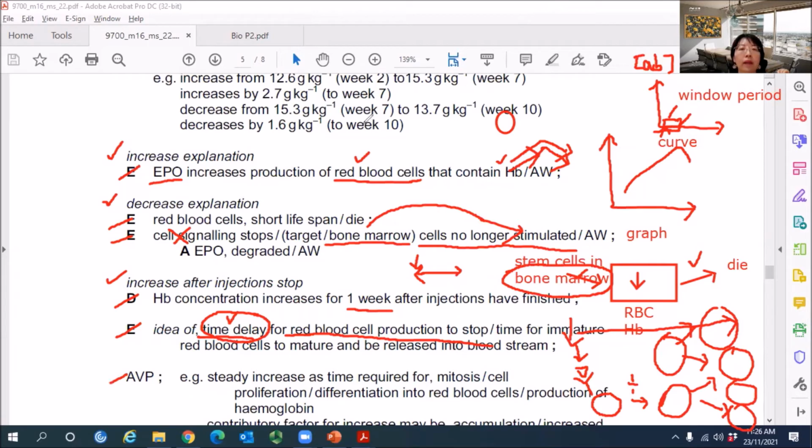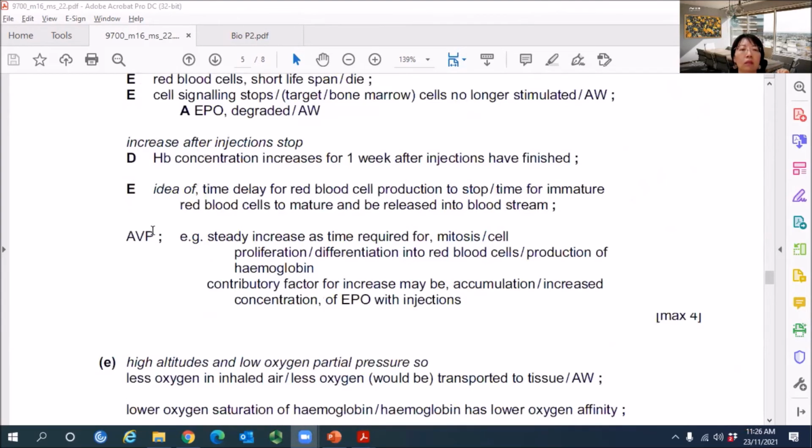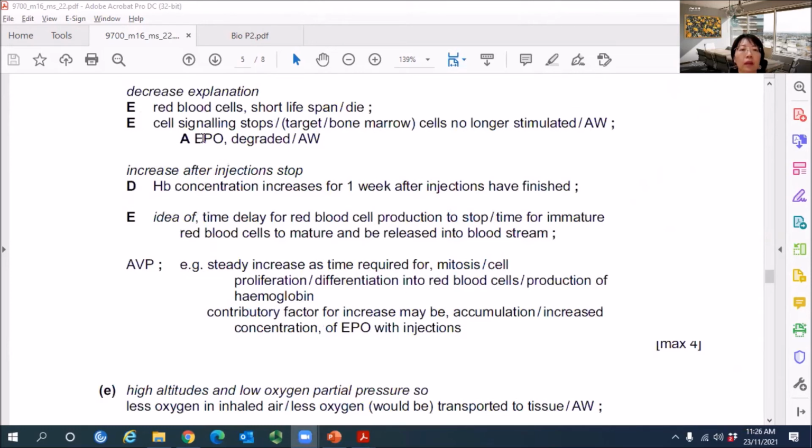AVP means any other valid point is correct. Let me erase the whole thing. So what is the AVP here? Steady increase as time required for mitosis. So these are the details, right? The response: mitosis, differentiation, enlargement of the cell. Proliferation, enlargement of the cell or increase in the number of cells, also can.